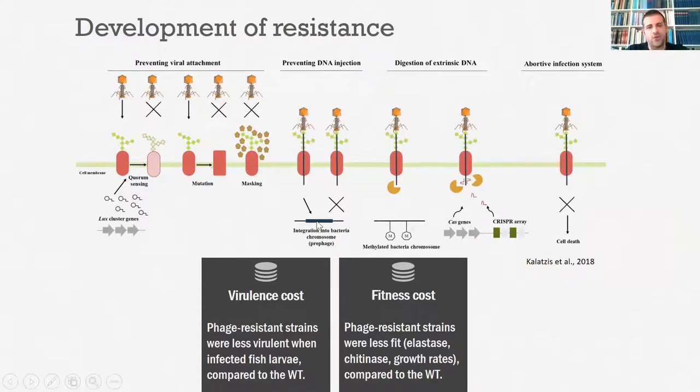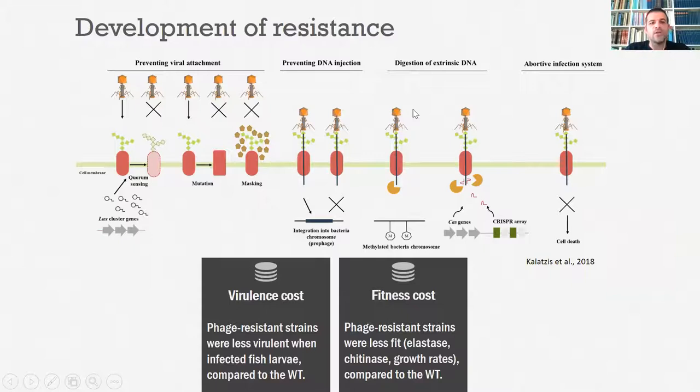Bacteria and the phages co-evolve, so bacteria are able to come up with many mechanisms. Either they have to do with the viral attachment itself, or maybe preventing the DNA injection, maybe digesting the DNA after the injection, and also the abortive infection system, which represents some sort of suicide when it comes to a very heavily infected cell.